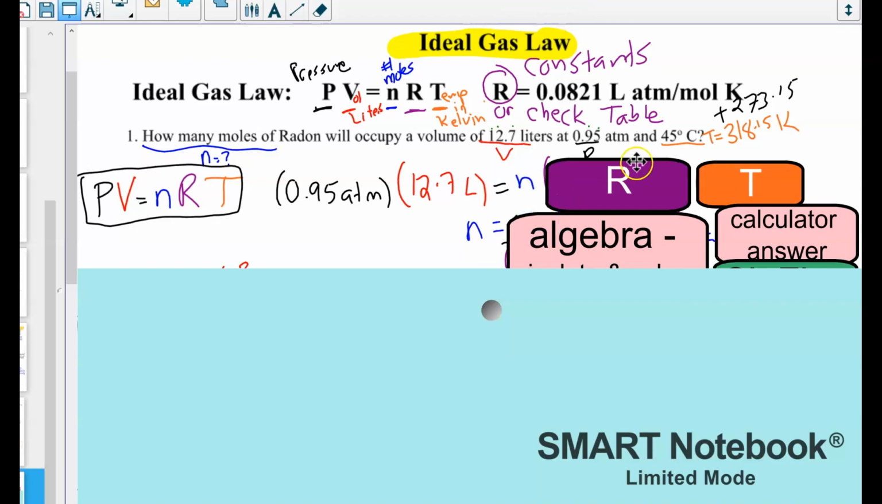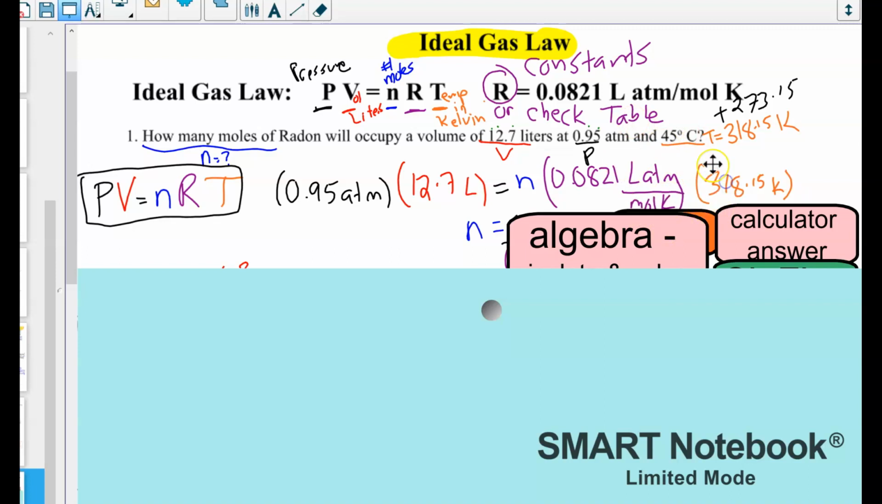Times R. Now we want to make sure we have the right R value. The one printed on the page is for liters, which we have, atmospheres, which we have. We're solving for moles and Kelvin temperature. So we can just take that 0.0821 number. Now this unit looks weird. It's liters times atmospheres over moles times Kelvin. We'll explain that more in a second. And then temperature, we already figured out.